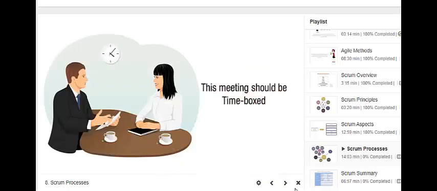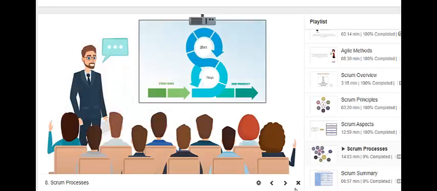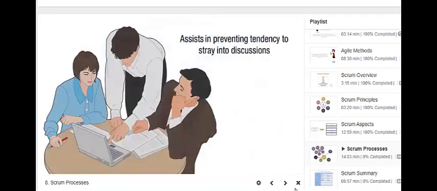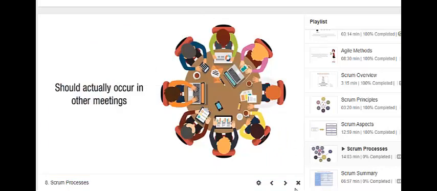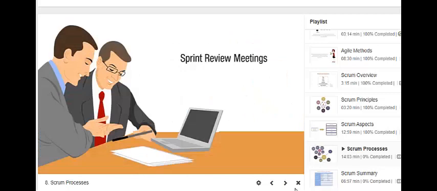This meeting should be time-boxed with the standard length limited to 2 hours per week of the sprint duration. This assists in preventing the tendency to stray into discussions that should actually occur in other meetings, like the release planning or sprint review meetings.